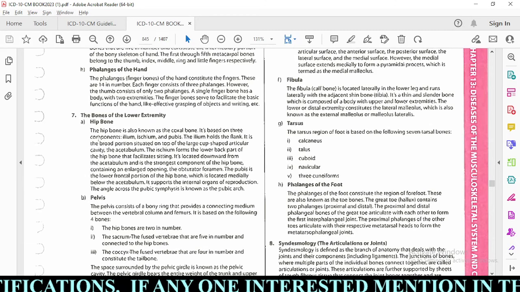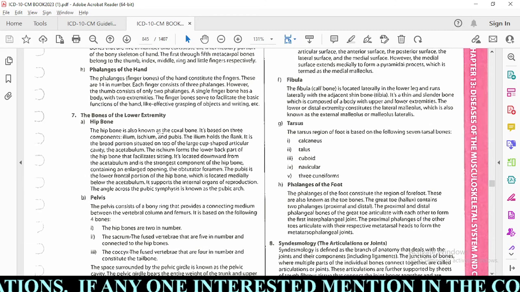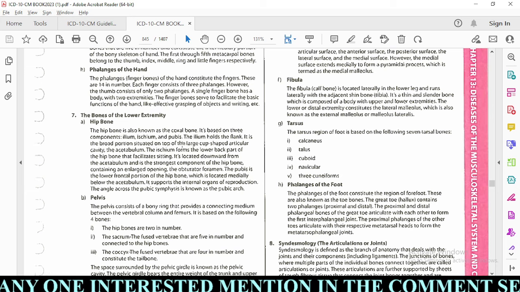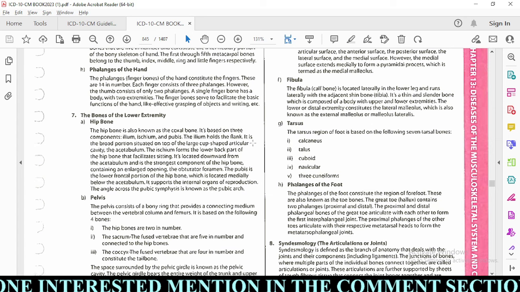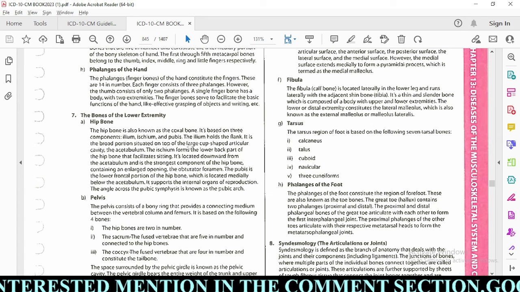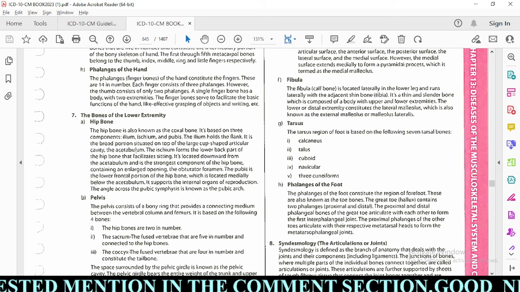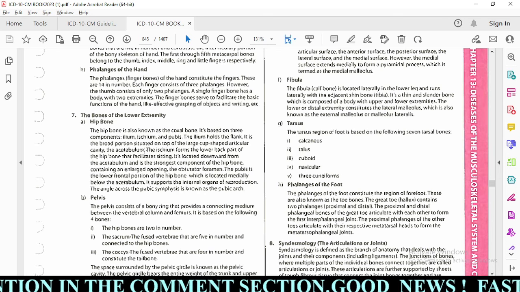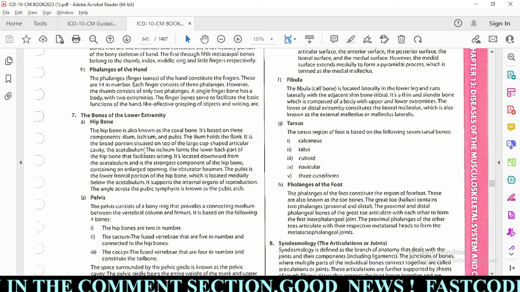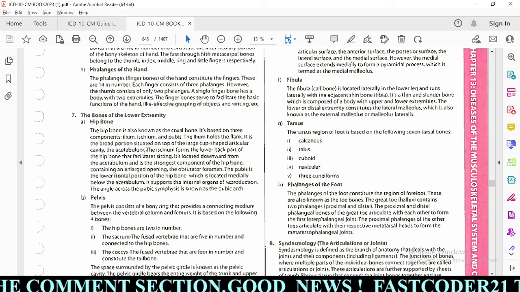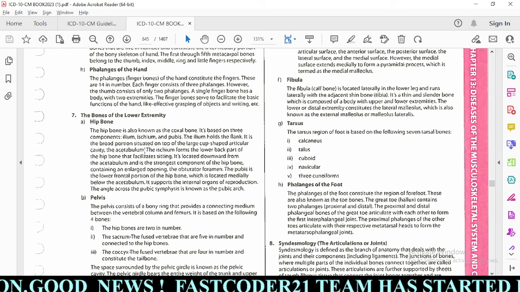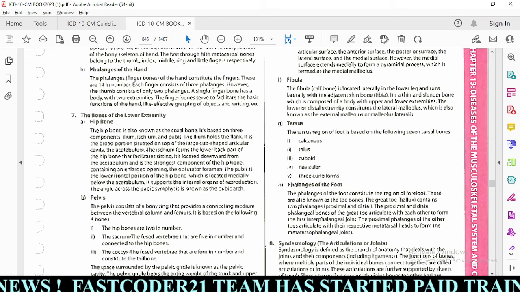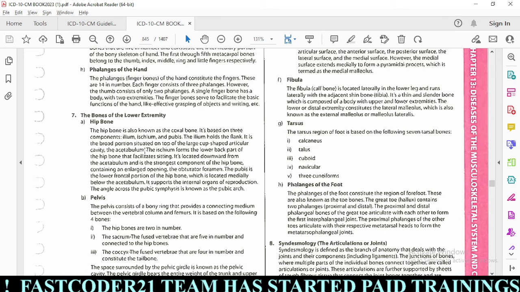So for example, if you check here, the hip bone is also known as the coxal bone. It is based on 3 components: ilium, ischium, pubis. The ilium holds the flank. It is the broad portion situated on top of the large cup-shaped articular cavity, the acetabulum. So you need to remember or understand that acetabulum comes under hip bone. So here you no need to master all these things. So if you know how to find the answer in the ICD book, you can get all 16 marks easily.